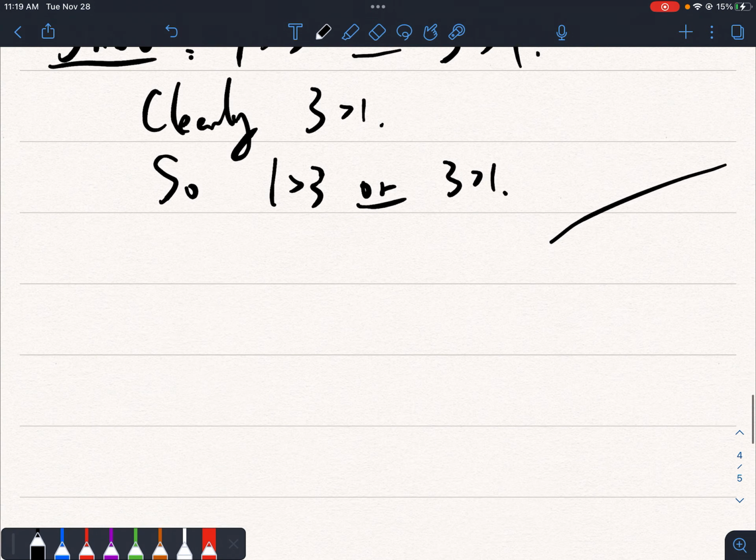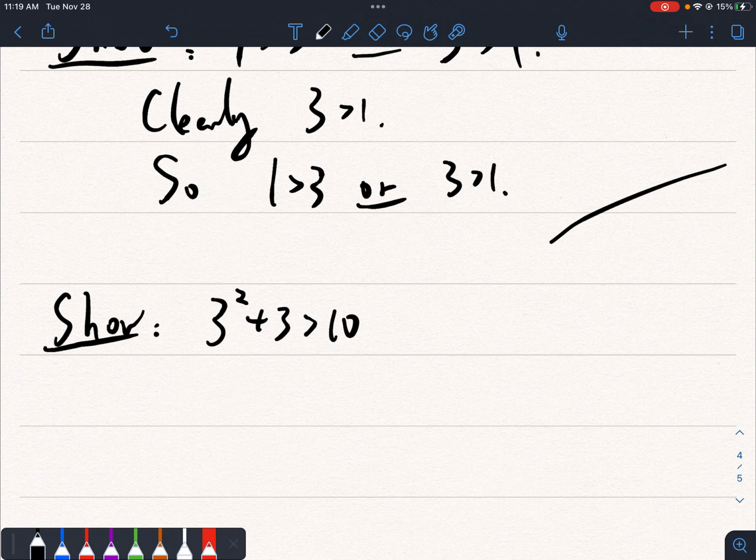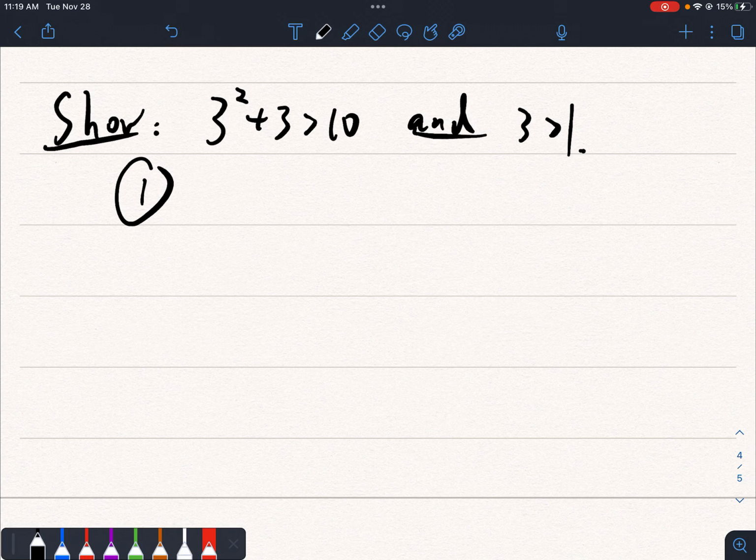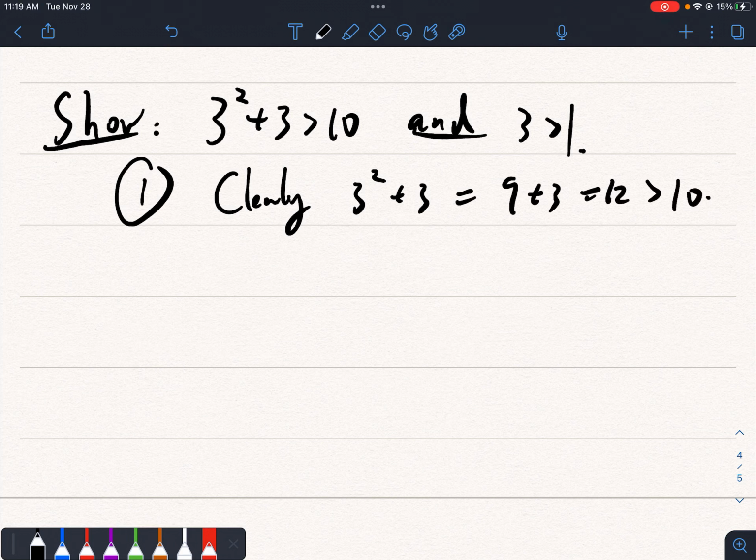And maybe just one more example. So we want to show that 3 squared plus 3 is bigger than 10 and 3 is bigger than 1. So this is in the form of P and Q. So if we want to show this is true, then we have to show both of them are true. So I have to divide it into two parts. So first, you can say clearly this is equal to 9 plus 3, which is 12, which is bigger than 10. So this is true. And also, 3 is bigger than 1. So the statement is true.